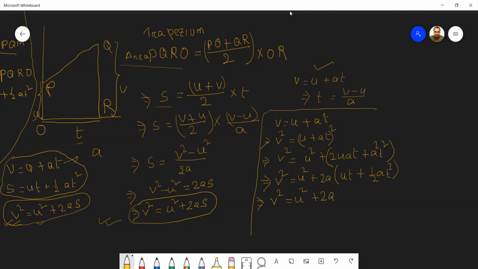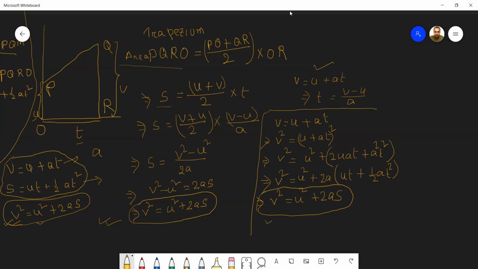So what is again UT plus half A T square? Come to this equation, you check here. UT plus half A T square is nothing but S. So in place of UT plus half A T square, just put S. So this way we are also getting the third equation of motion.